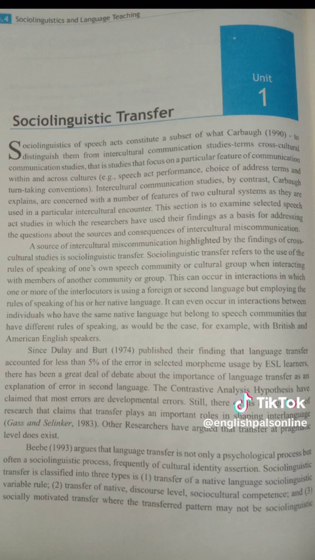This can occur in interactions in which one or more of the interlocutors is using a foreign or second language but employing the rules of speaking of his or her native language. It can even occur in interactions between individuals who have the same native language but belong to speech communities that have different rules of speaking, as would be the case, for example, with British and American English speakers.